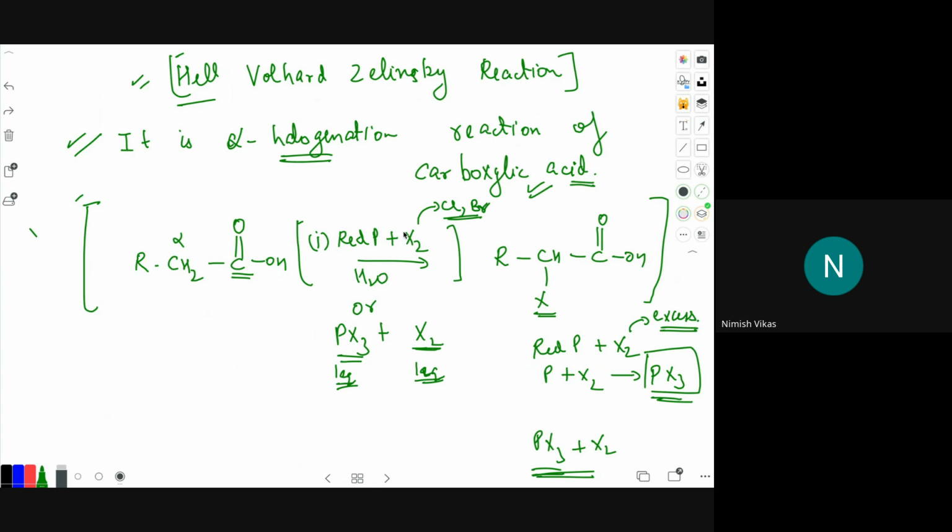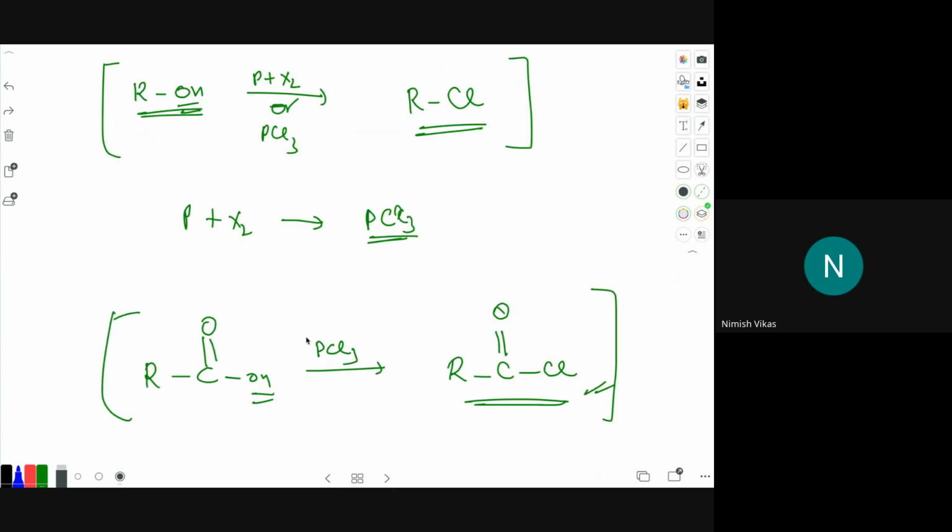RCH2COOH will use what? Red phosphorus plus X2 in the presence of water, and this will give PX3 plus X2. This will give us the alpha halogen compound, and the mechanism is not at all important. It's just that X will attach right over here, where I have shown, like this. That's it. H will get replaced. Also, what I tell you, ROH and RCl will form, RCOOH with PCl3, RCOCl will form.